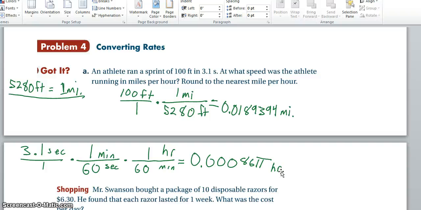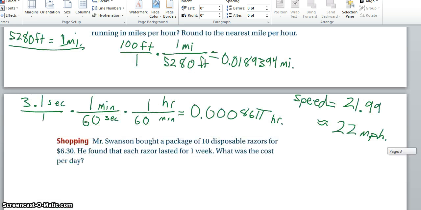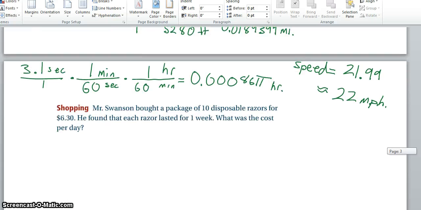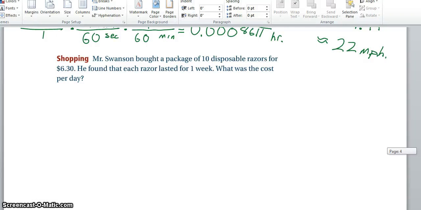Now that's okay, because when we set that up and do the division of miles divided by hours, we actually find out that his speed overall was 21.99. So that gives us a speed of right about 22 miles per hour, especially since we probably had a little bit of error in our math.